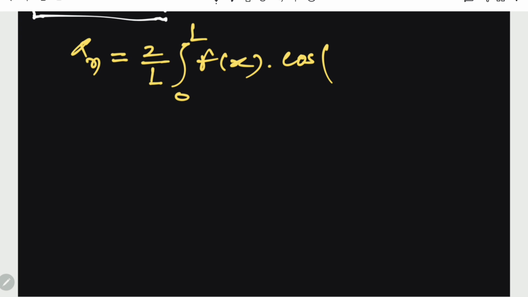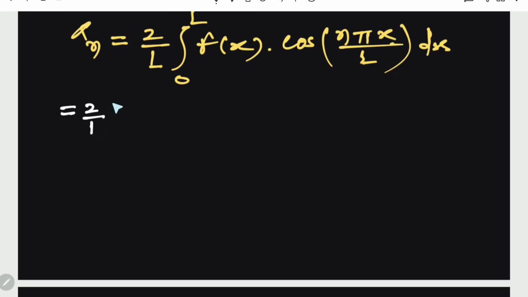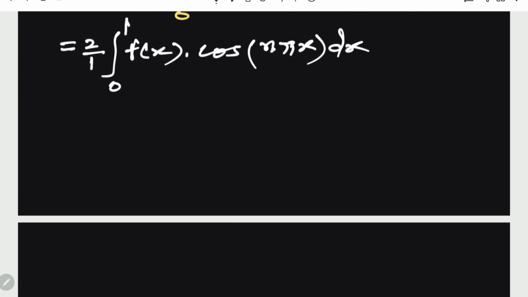Then we have to obtain the value of an. The formula is 2 by L integration from 0 to L of f of x into cos n pi x divided by L, capital L. Substituting the value, we get 2 by 1 integration from 0 to 1, f of x we keep as it is, into cos of n pi x by L, with respect to x.